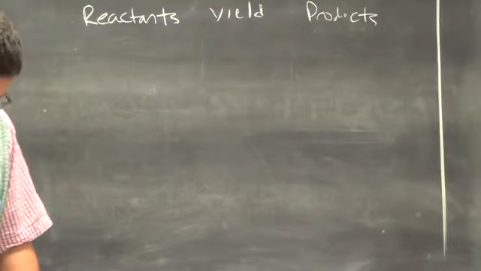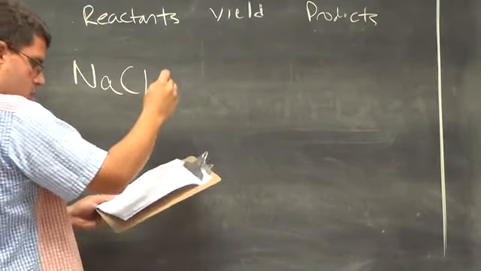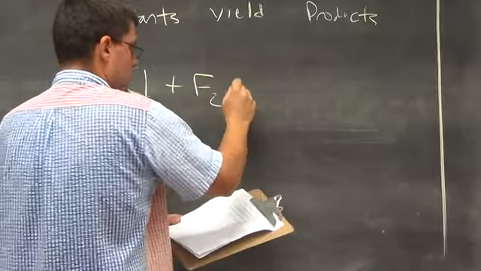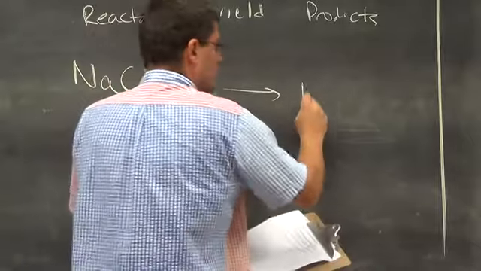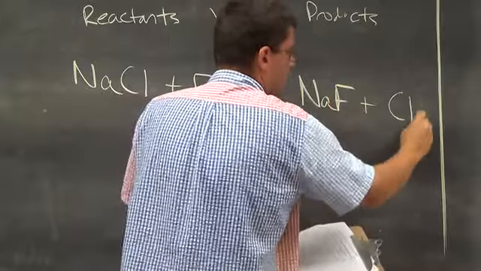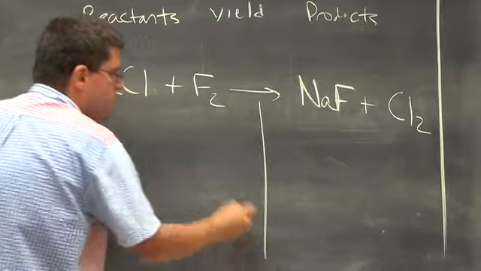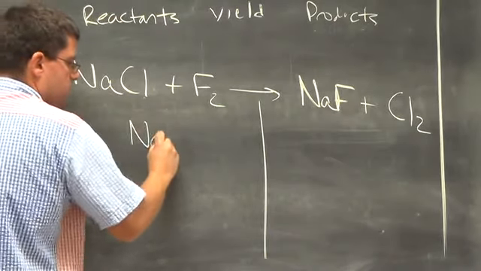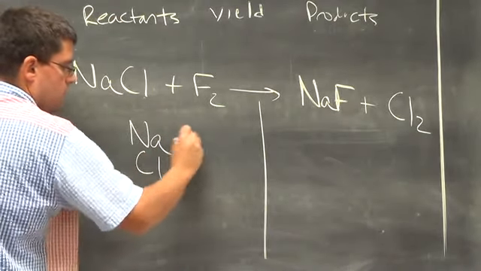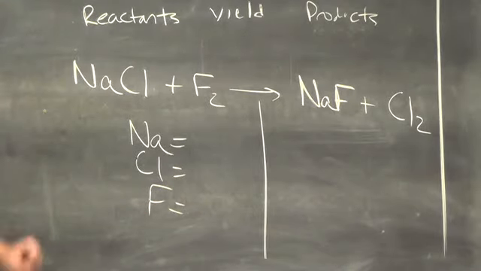Our reactants are sodium chloride, NaCl, plus fluorine, yields sodium fluoride plus fluorine gas. Okay, take inventory. Draw a line down the middle. I've got sodium, I've got chlorine, I've got fluorine. Ooh, it rhymes. 2 halogens and an alkali metal.